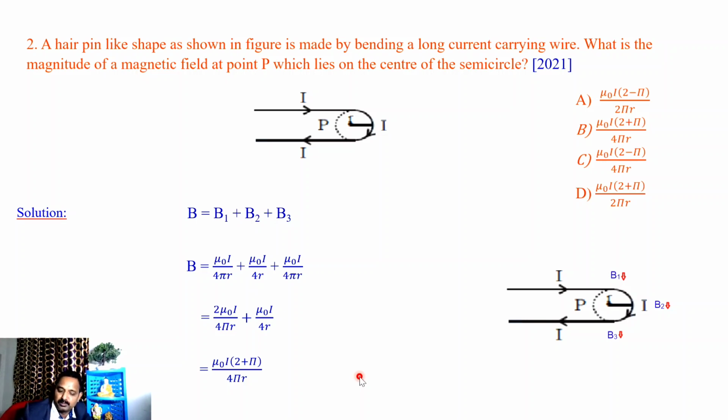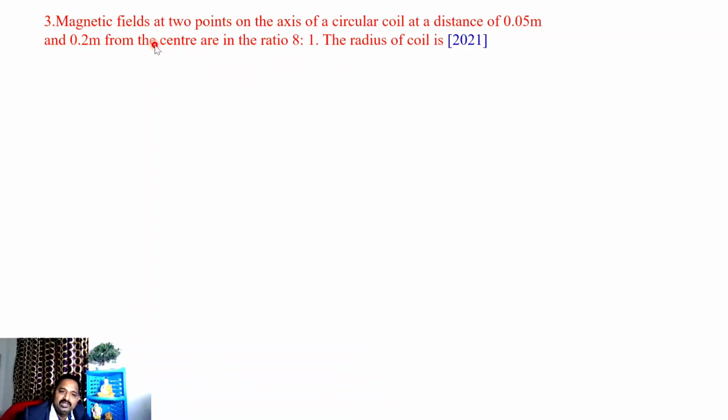Now we will discuss the next problem. Magnetic fields at 2 points on the axis of a circular coil, at distances of 0.05 meter and 0.2 meter from the center, are in the ratio 8:1. Here one circular coil is there. At a distance of 0.05 meter from its center on the axis, and 0.2 meter from the center on the axis, the ratio of magnetic field is 8:1. So you have to calculate the radius of the coil. It was given in 2021.